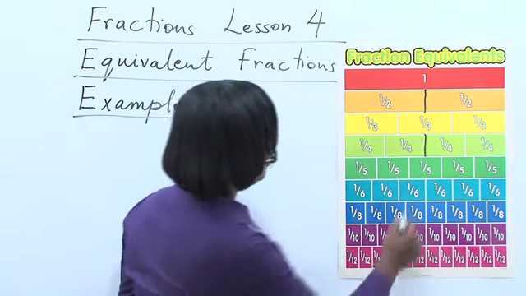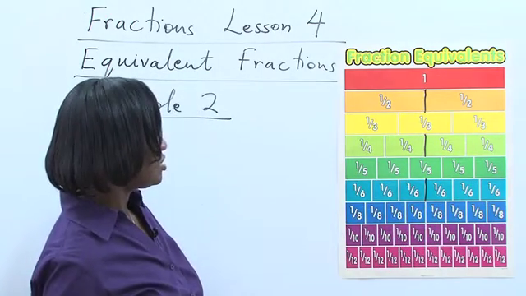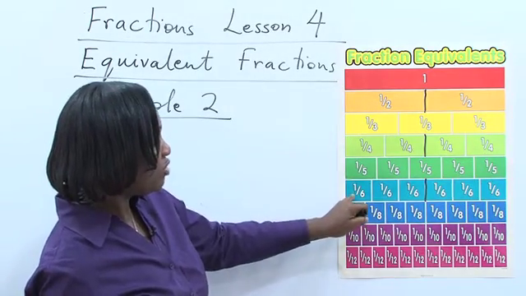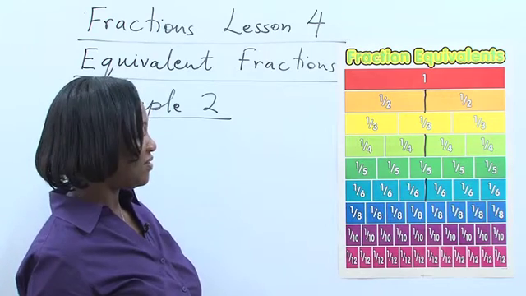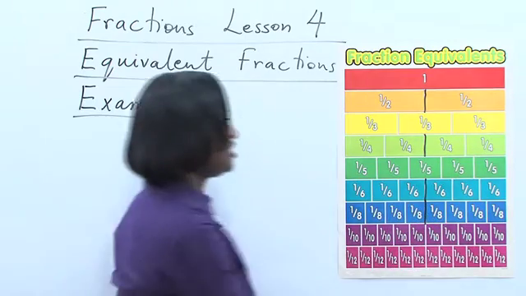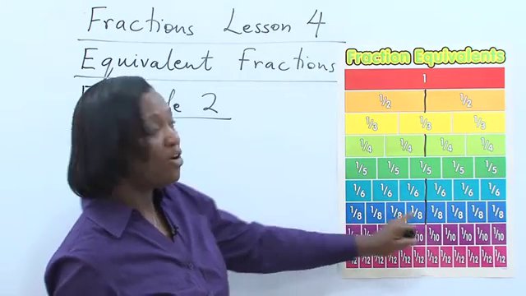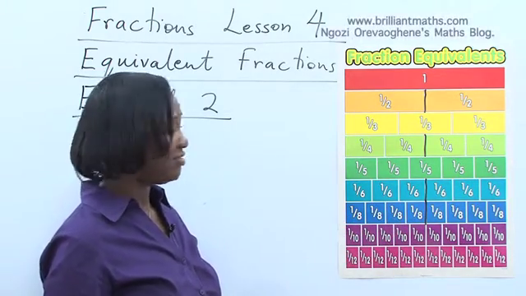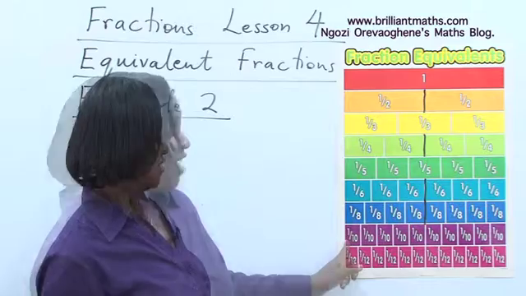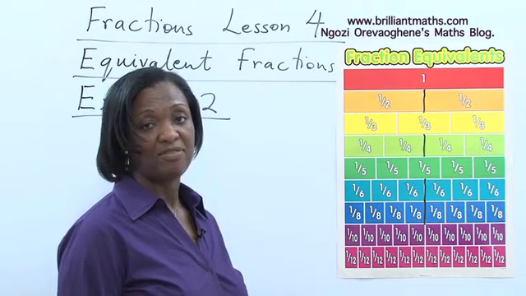Again, it ends in the same place with 3/6. So 1/2 is equivalent to 3/6. It ends in the same place with 4/8. So 1/2 is equivalent to 4/8. And 4/8 is equal to half. 3/6 is equal to half. 2/4 is equal to half. 5/10 make a half. And 6/12 make a half.